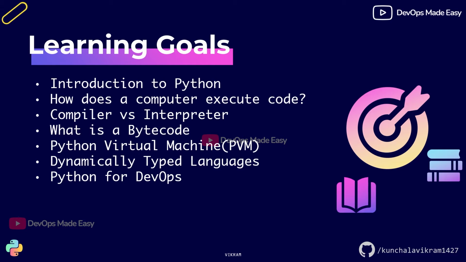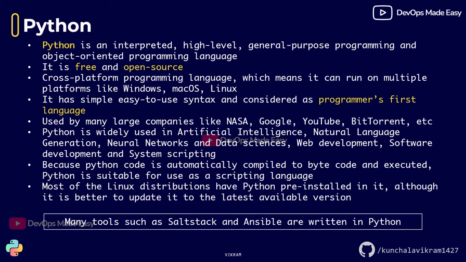So Python is an interpreted, high-level, general-purpose and object-oriented programming language. This comes under the interpreted type languages. We have the other type of languages known as compiled languages. And Python is often considered as an object-oriented programming language because it supports object-oriented concepts like classes and objects.